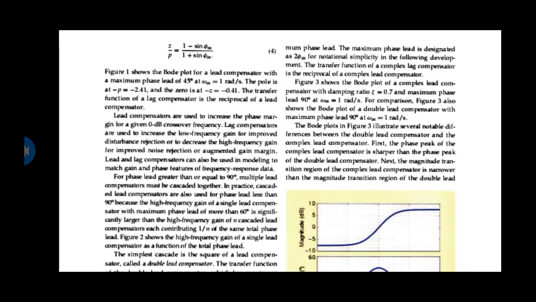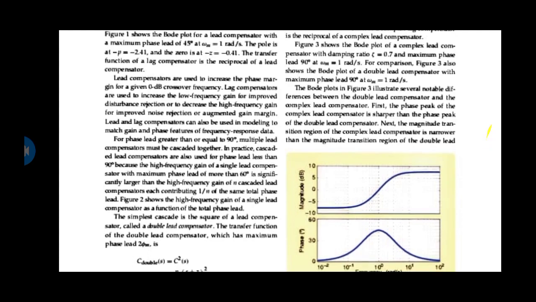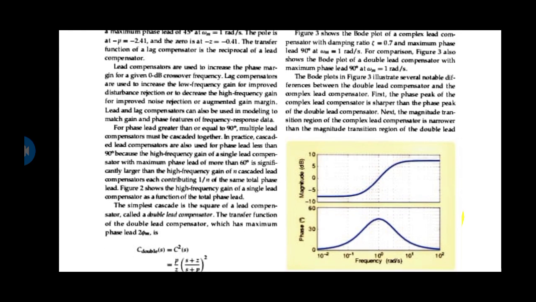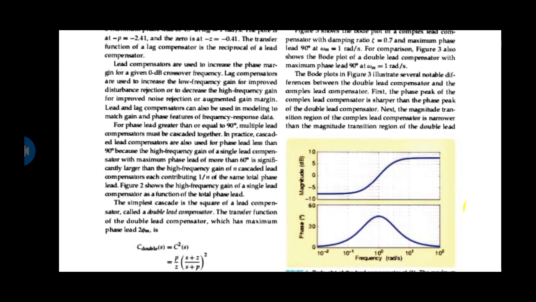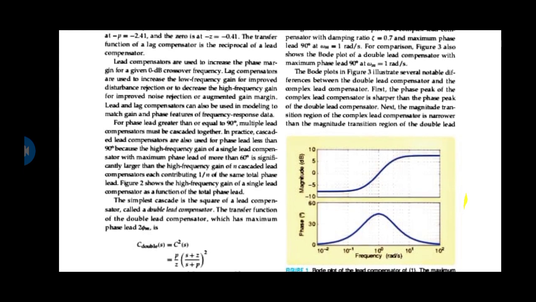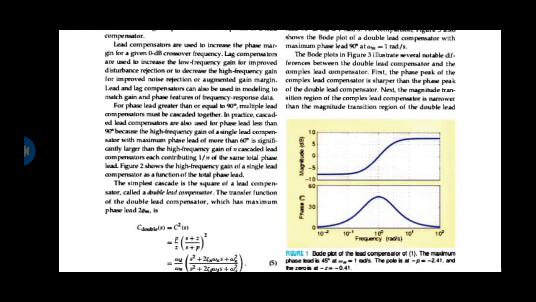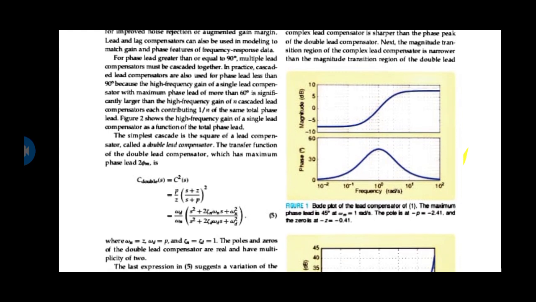Radian compensator for comparison. Figure 3 also shows a double lead compensator with maximum phase lead of 90 degrees at omega equal to 1 radian. Both plots in figure 3 illustrate several notable differences between the complex lead compensator and the double lead compensator. First, the phase peak of the complex lead compensator is sharper than the phase peak of the double lead compensator. Next, the magnitude transition region of the complex lead is narrower than the magnitude transition region of the double lead.